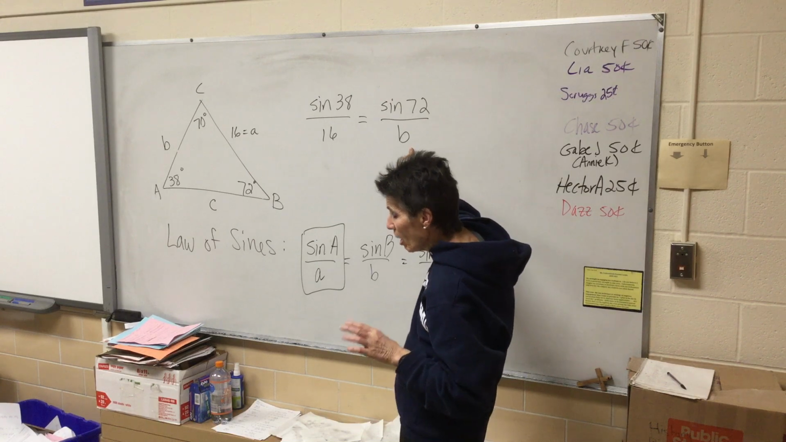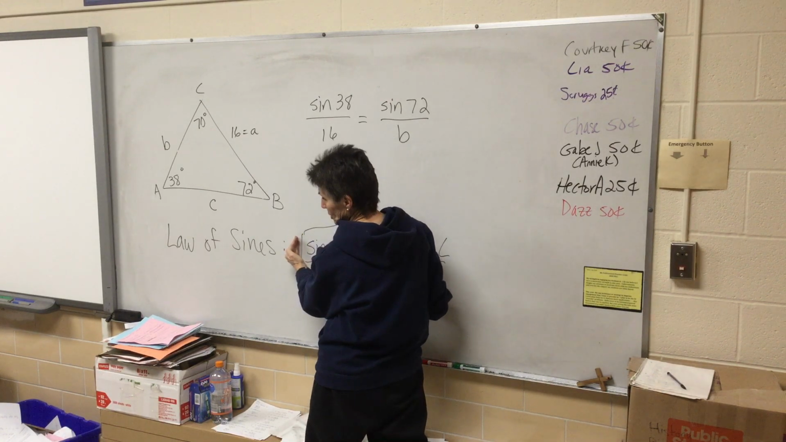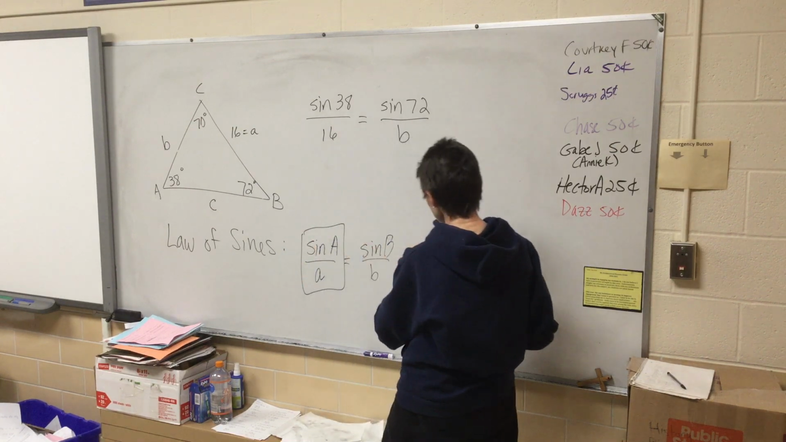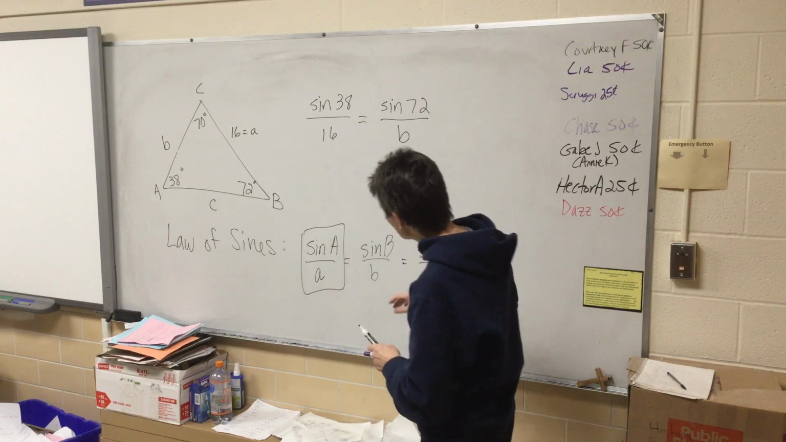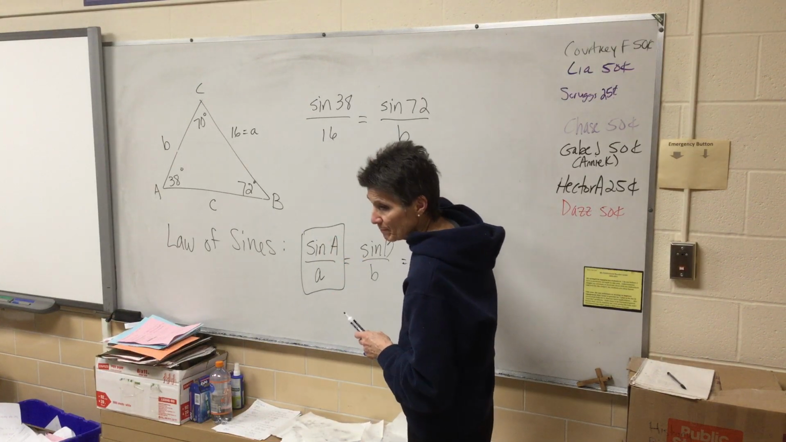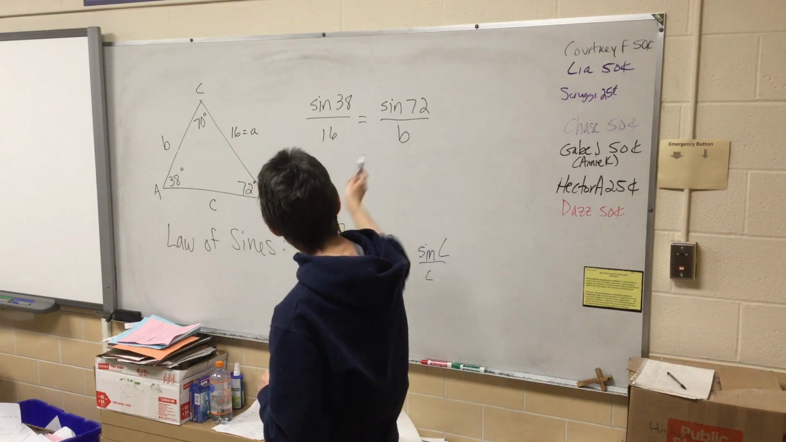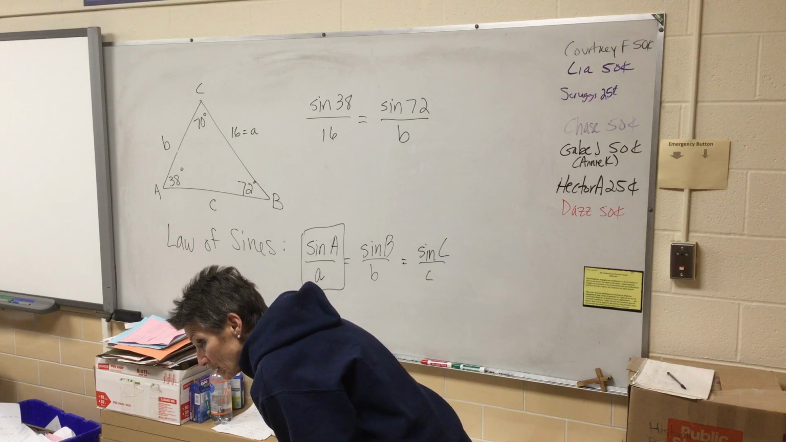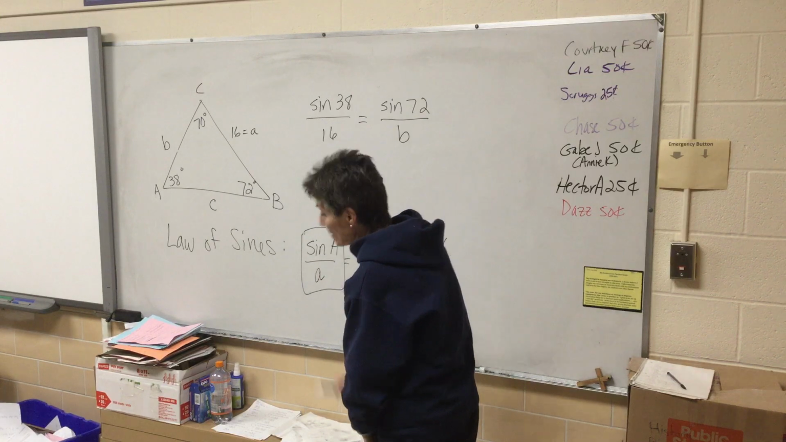When you use the law of sines, you can only do 1 equals at a time. So it doesn't matter. You can do A and B, you can do B and C, you can do A and C. It doesn't matter which pair you use, but you can only do 2 at a time. 1 equals is all we have room for. So does that make sense to you? Well, what do you think I'm going to do now? How do I go about solving something like that?